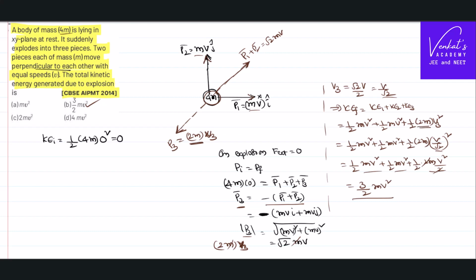While solving this problem, we have followed some important things. Momentum is conserved in a collision, and based on that I calculated the velocity of the third piece. Of course, I found its direction also; if required, we can find it. Based on that, I have calculated the total kinetic energy.